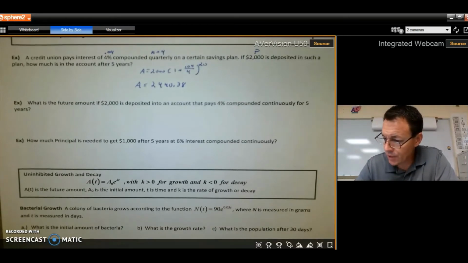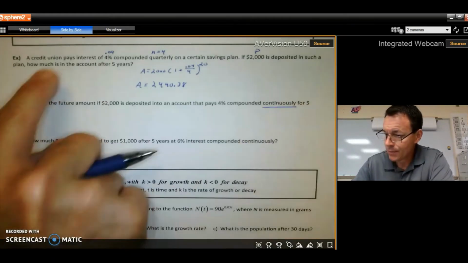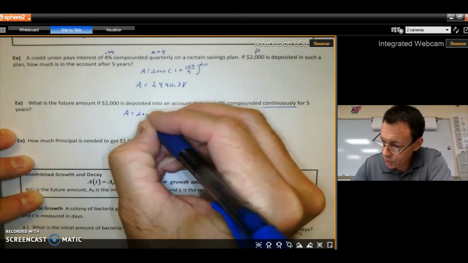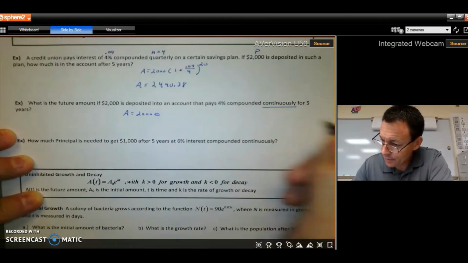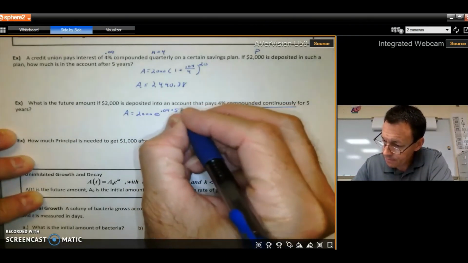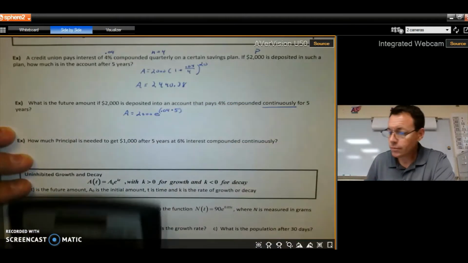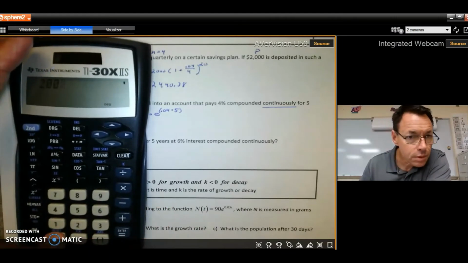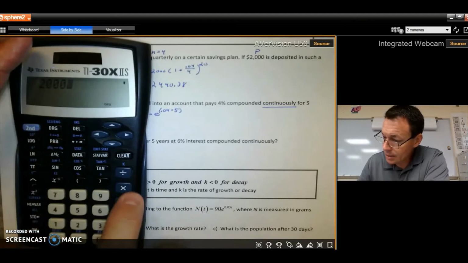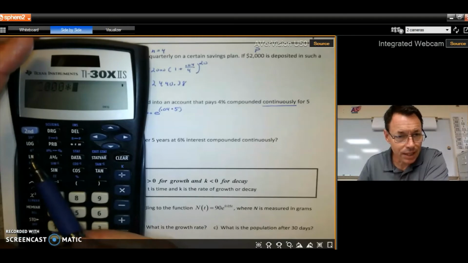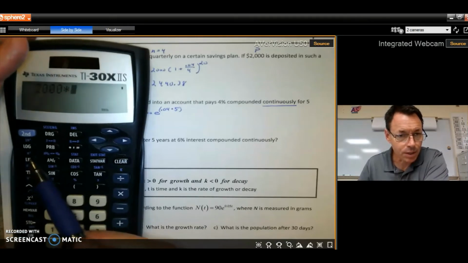What is the future amount if 2,000 is deposited into an account that pays 4% compounded continuously? So I'm using this formula for 5 years. So what is the future amount when it's 2,000 e to the 0.04 times 5? Now, when I go to plug this into my calculator, I'm going to do 2,000 times, and then E. My E button is right here, above the natural log button, LN. That's something we're going to talk about later as well.